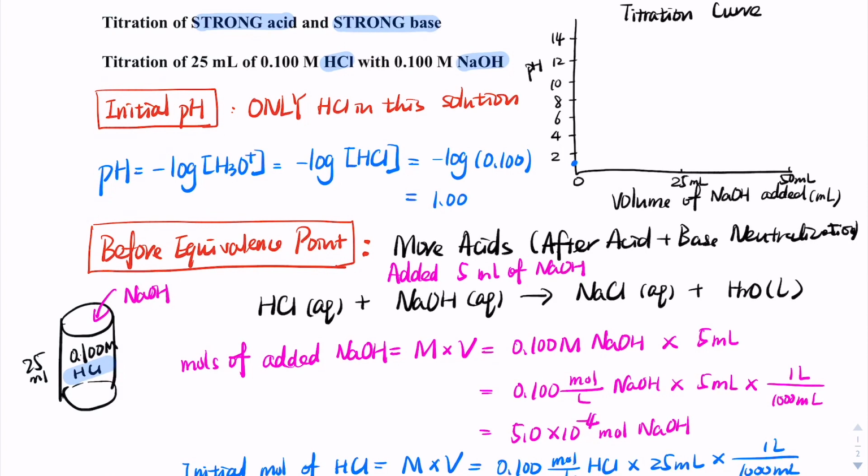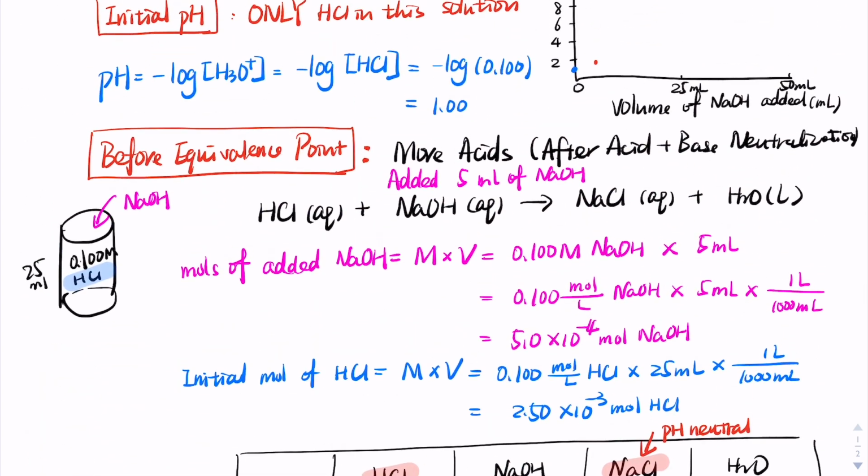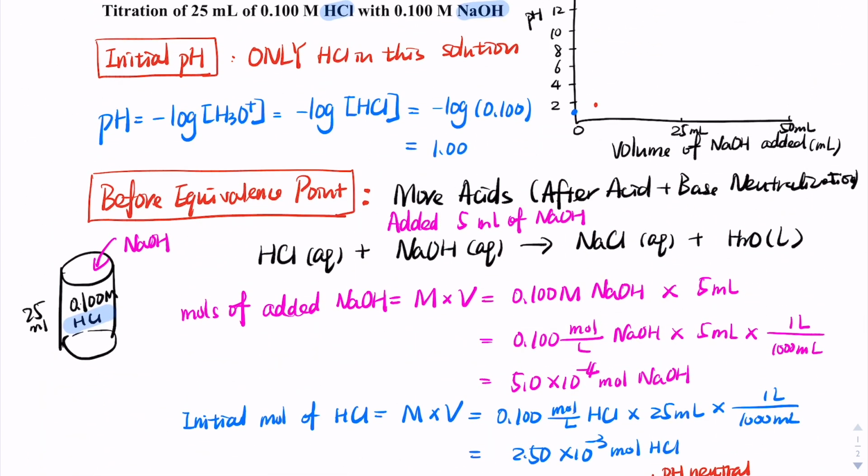Now let's plot that. 5 ml is approximately around here, and the pH is just around here. That's 1, not 2, but I don't have much space. It's 1.18, so that's the second point. Of course, you can keep drawing this and gather more data points, but we're not going to do all the calculations.